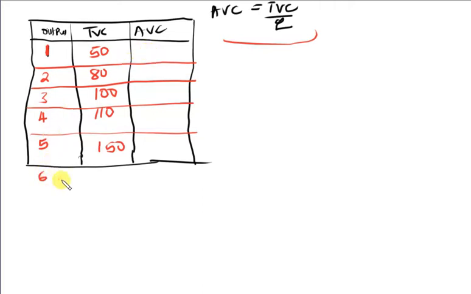You can go on. You can say when the output is 6, here it is 220. When the output is 7, here is 600.